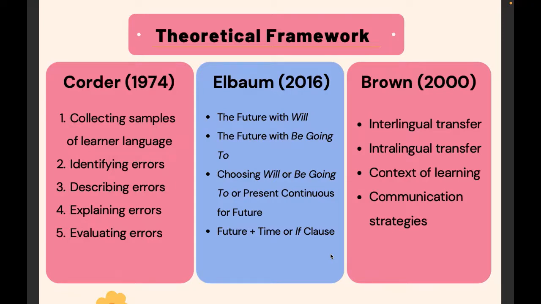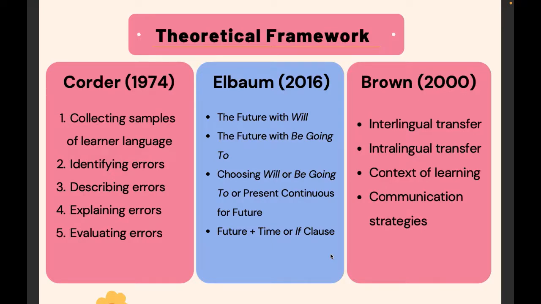I am Noreha Razli, and I will continue to talk about theoretical frameworks that will be used in this study. To answer the first research question, there are two frameworks that we will use. The first one is Corder in 1974. There are 5 stages in conducting error analysis. The first one is collecting samples of learners' language so that clear statements can be made regarding what kinds of errors the learners produce and under what conditions.